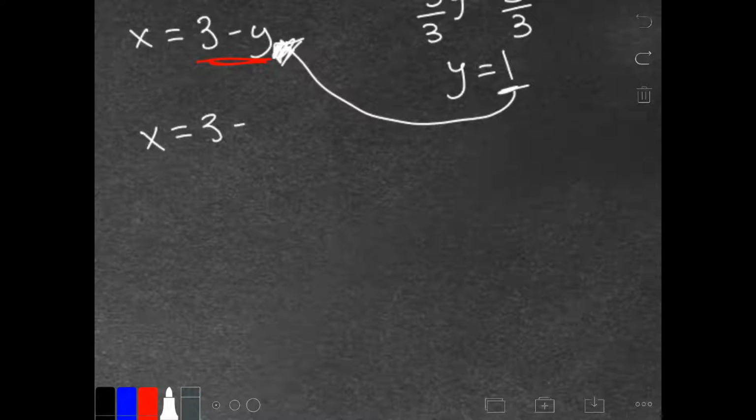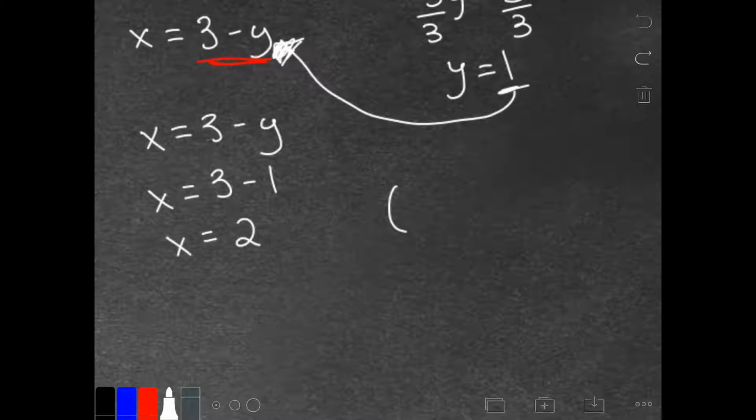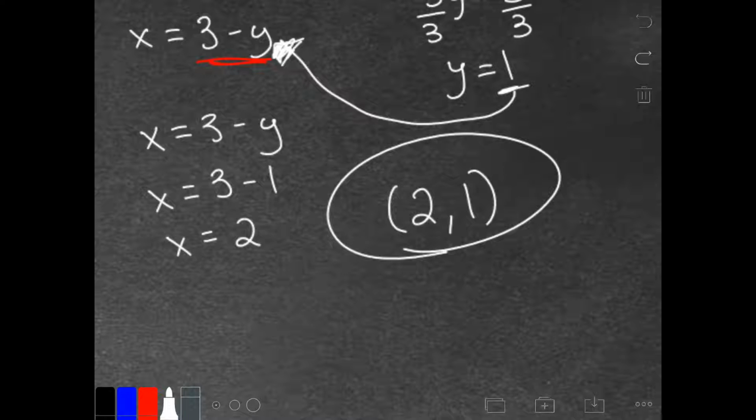X equals 3 minus y, and we'll change that y to a 1. So 3 minus 1, x equals 2. Go ahead and write your ordered pair, x before y. So we have 2, 1. And we circle our answer so our teacher can see.